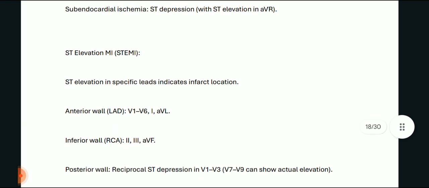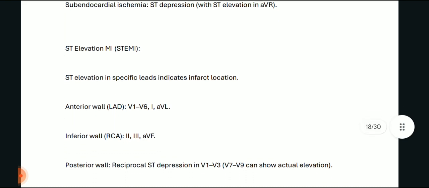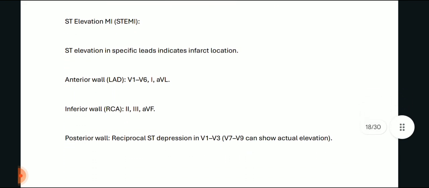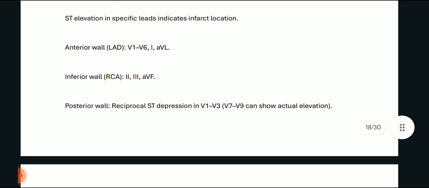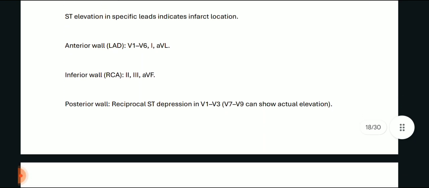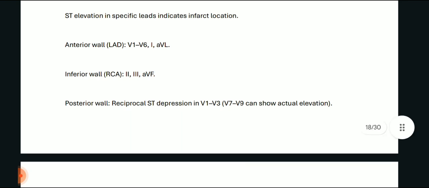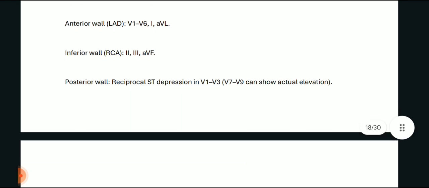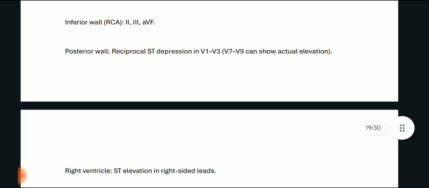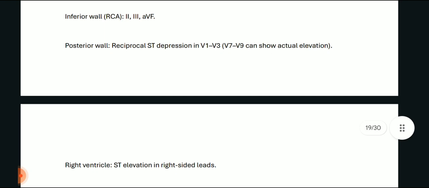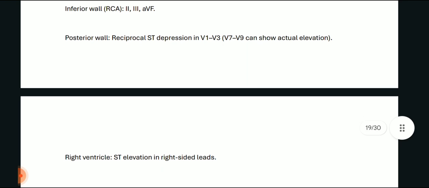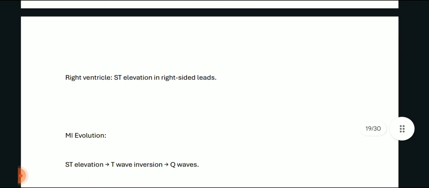Next up, ST elevation in MI. ST elevation in specific leads indicates infarct location. Anterior wall, LAD: V1 to V6, lead 1 and aVL. Inferior wall, RCA: it will show in leads 2, 3, and aVF. Posterior wall: reciprocal ST depression in V1 to V3, or if we do V7 to V9, it can show actual elevation. Right ventricle: ST elevation in right-sided leads.